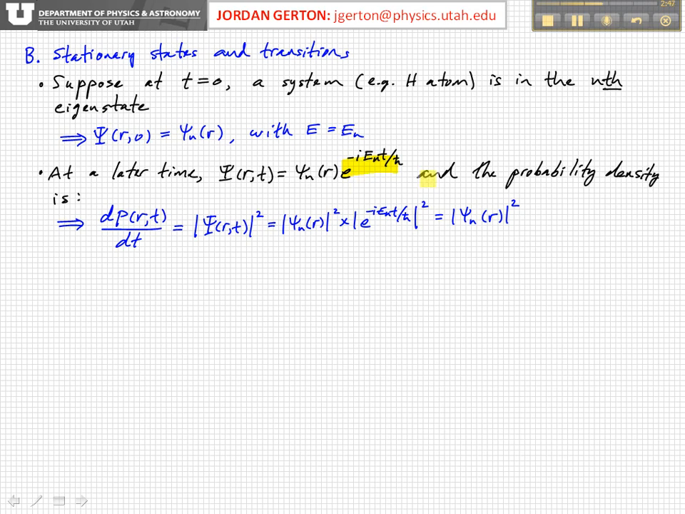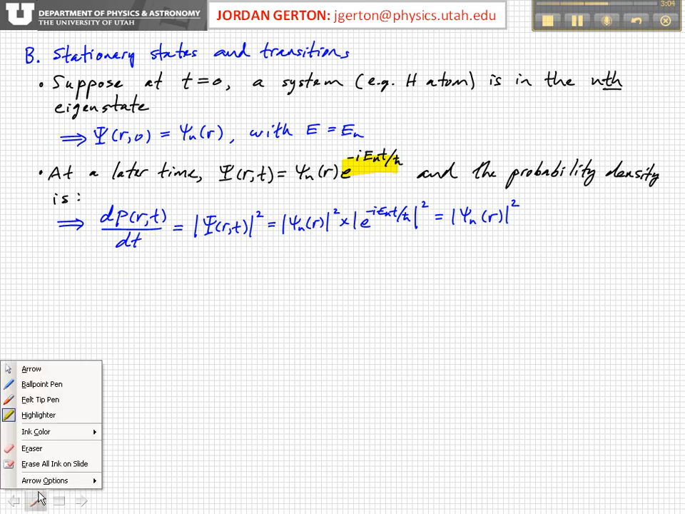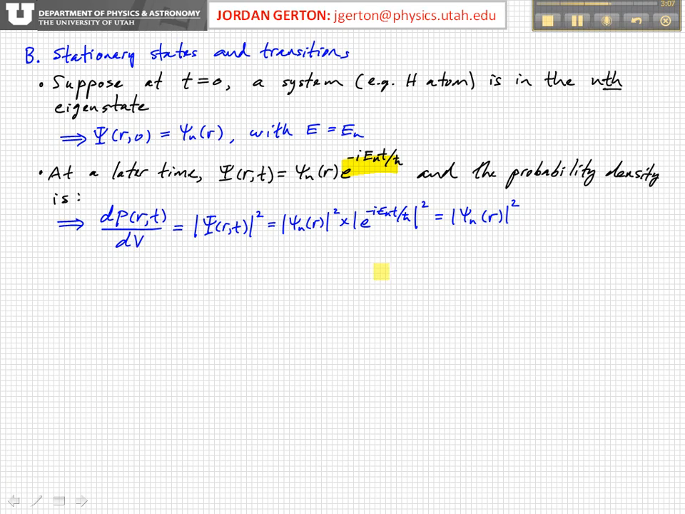Okay, and the probability density, as we've seen many times now, is the probability per unit volume, or the probability per unit distance if it's a one-dimensional case. Here we're just subsuming the general three-dimensional case. So before I had written dp dt, probability per unit time, but now I have it correct.